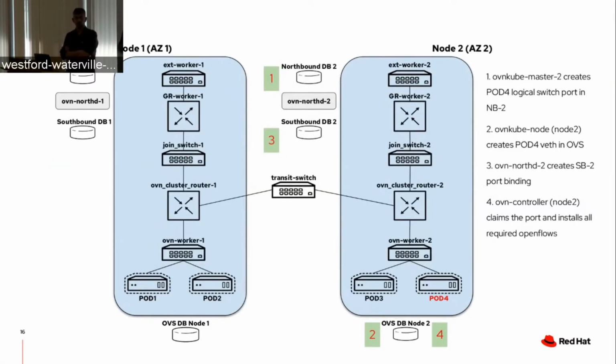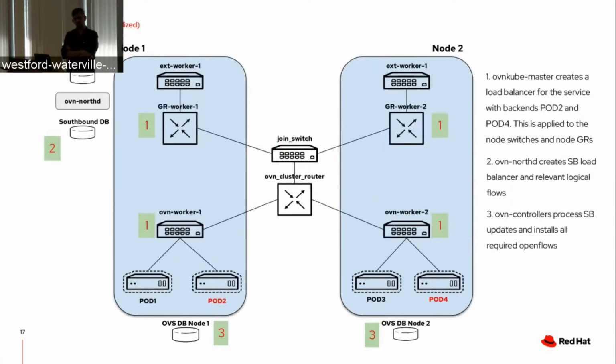In the IC case, it's basically exactly the same thing, except the first stage happens on the local northbound database. So OVN Kube master will write to the northbound database running on the node where the pod will also run. Everything else is the same as in the centralized case.